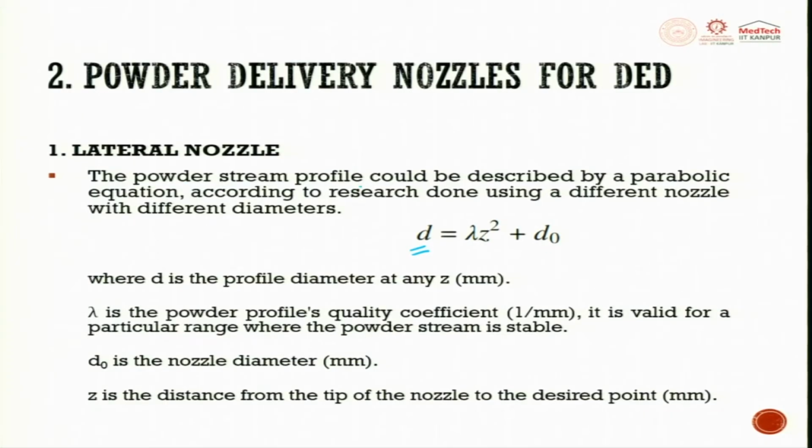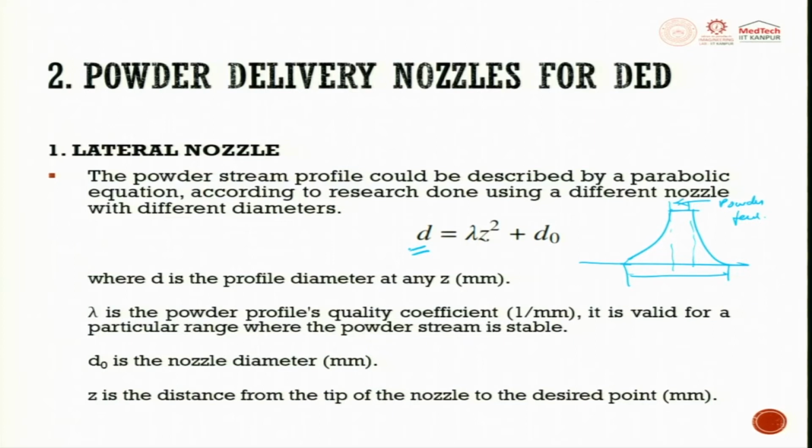The powder stream profile could be described by a parabolic equation. Why parabolic? It will go something like this. Parabolic equation, this is the powder feed. Depending on the distance, it gets dispersed. It has to be something like this. Now, it gets dispersed. The powder stream profile could be described by a parabolic equation according to research done using a different nozzle with different diameter.